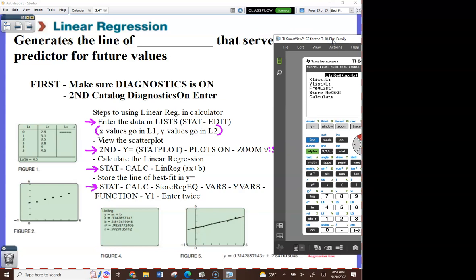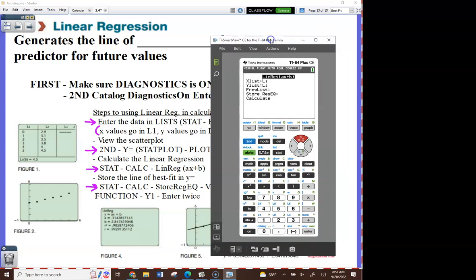There is a button called VARS on your calculator. It stands for variables. It's where all of the variables in your calculator are stored. And while the cursor was right there at store reg equation, we're going to push VARS.